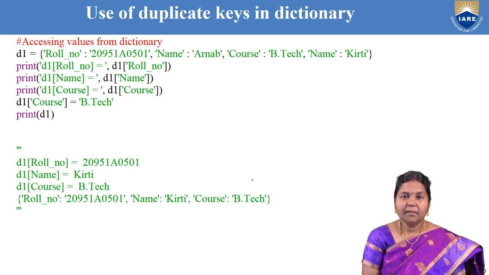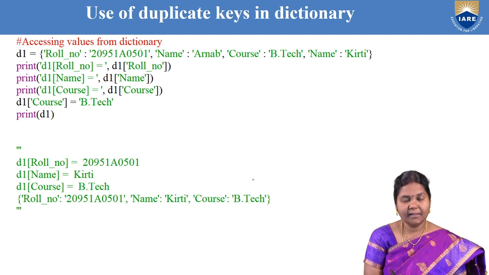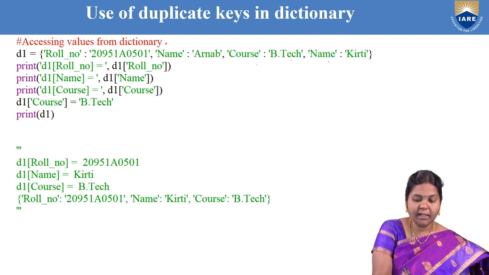Now, let us see the use of duplicate keys in a dictionary. If you have duplicate keys in a dictionary, then what is the result? Let us see through an example. First of all, D1 is a dictionary consisting of key value pairs: roll number with its associated value 501, name is Arnab, course is BTech. Again, name is there with Kirti. So, the name key is present 2 times. This name key is duplicate over here.